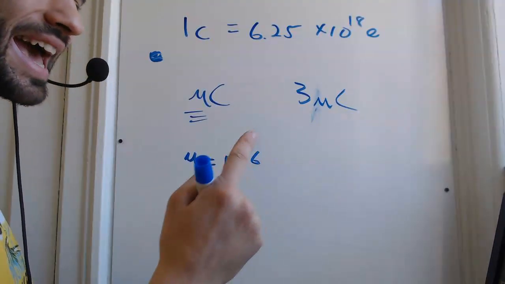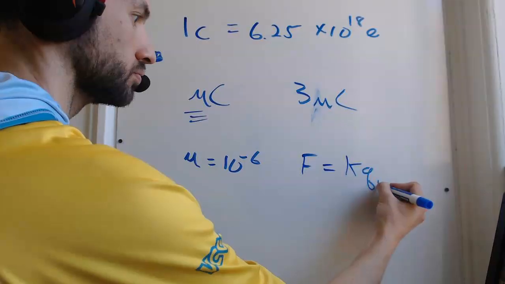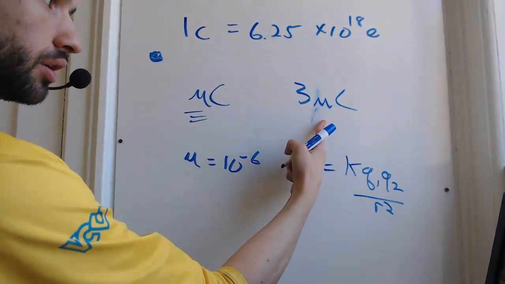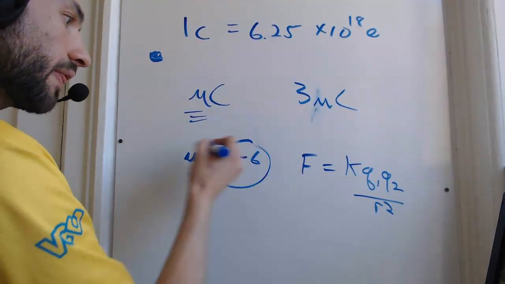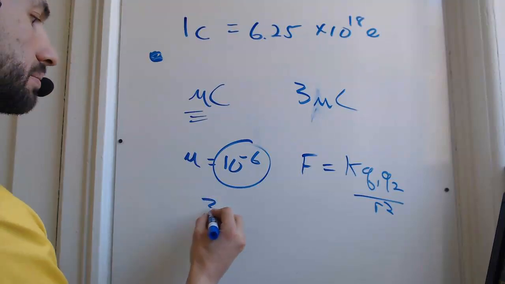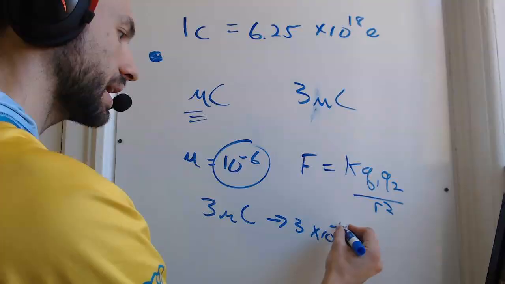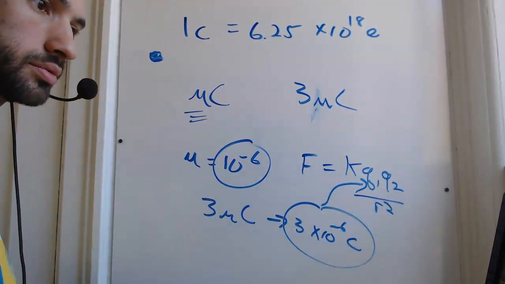Before you can do anything with it, for instance plug it into this equation, you have to change that micro. To change that micro, you literally just write this in front of it. So 3 microcoulombs becomes 3 times 10 to the minus 6 coulombs. And now that is the number you can plug in for Q.